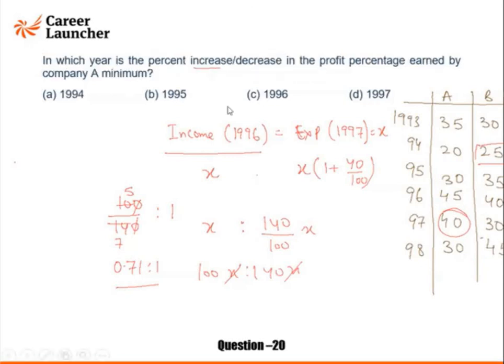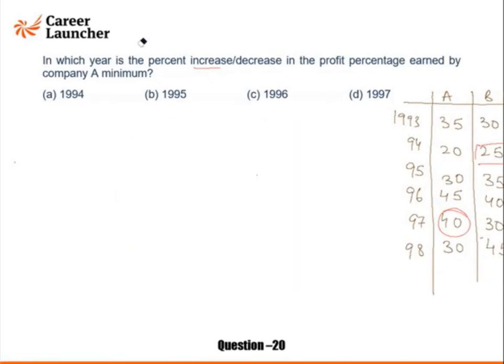Probably that will be the last question. We'll not be able to start the next set. So now it says, in which year is the percent increase or decrease in the profit percent earned by company A minimum? So what do you need to know? You need to know whether the decrease over here is the minimum or the increase over here is the minimum. Let's look at the difference first. It's 15 by 35. That's the decrease, but in percentage, this is an increase, that is 10 by 20. Here it is an increase, that is 15 by 30. Then here it is a decrease, 5 by 45. And here it is an increase, 10 by 40.